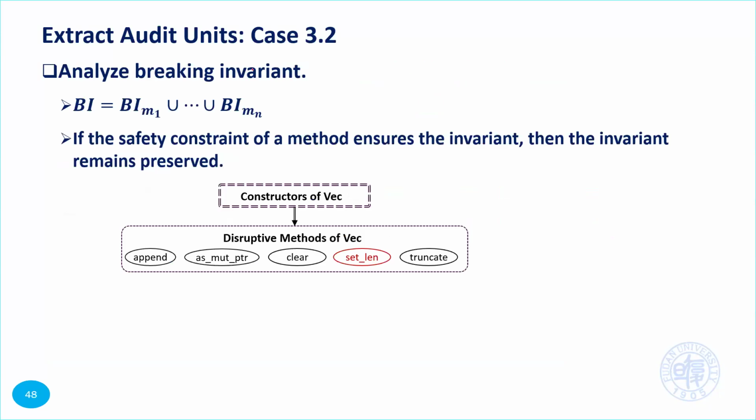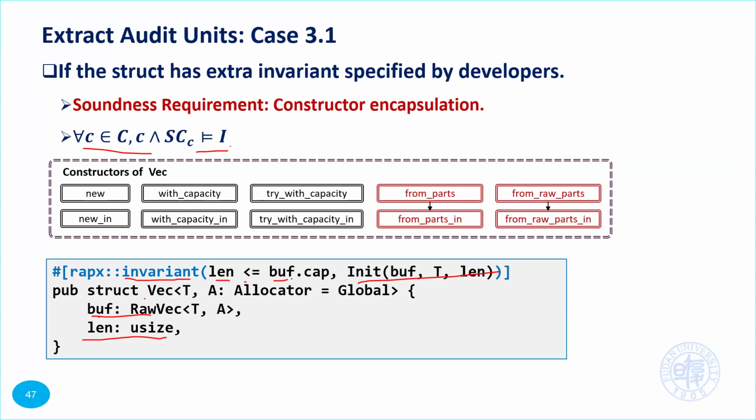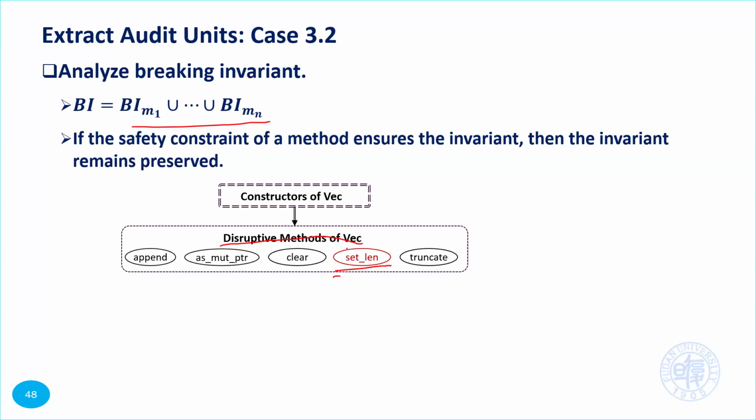And we should also analyze the breaking environment by considering all the disruptive methods. It's a union of all the breaking environments. When analyzing the breaking environment, we should also consider the safety constraint of the unsafe method. For example, set_len may break the environment that length is smaller than or equal to buf.cap, but the safety constraint may require the developer to use it properly to maintain the safety environment. So in this case, the environment remains preserved.